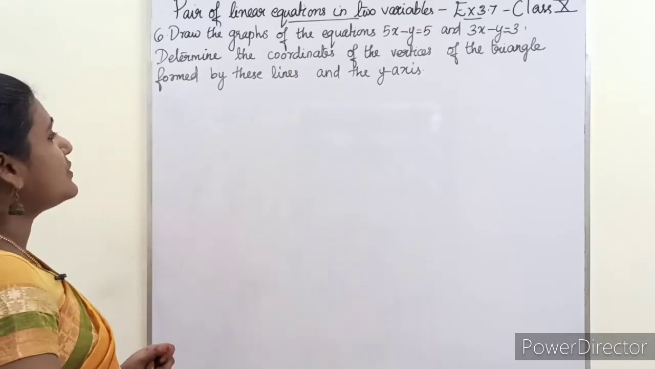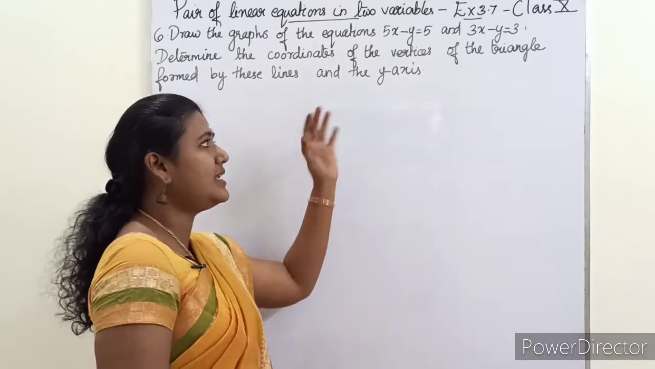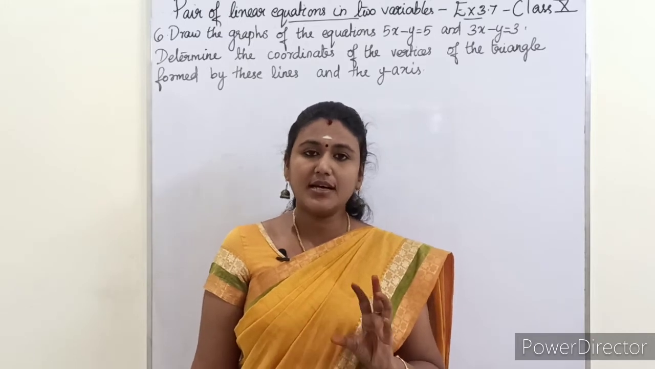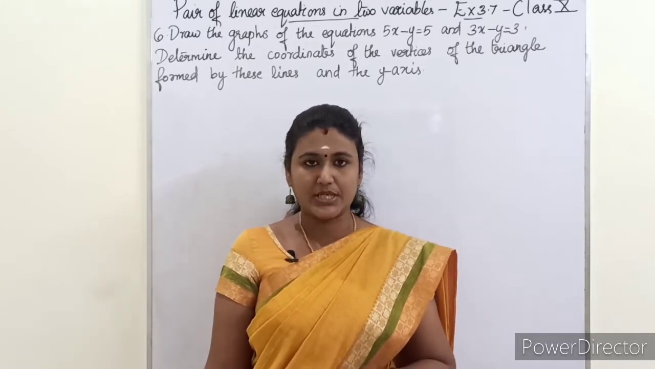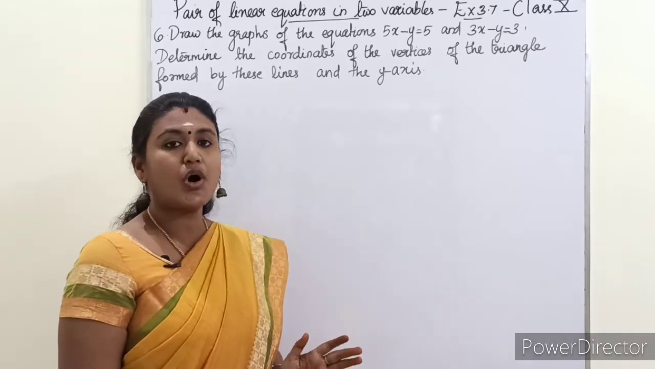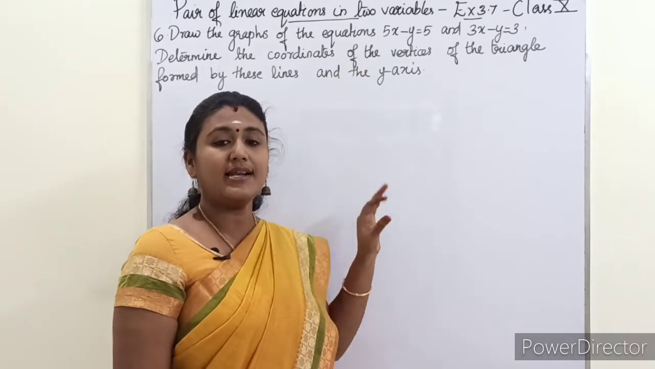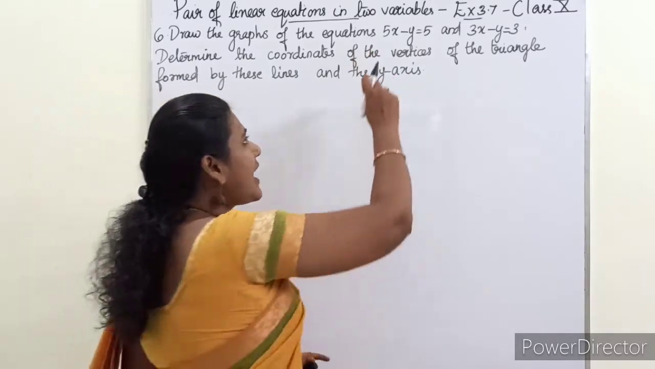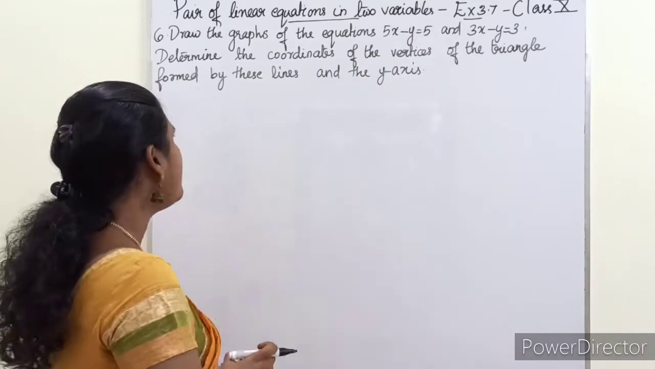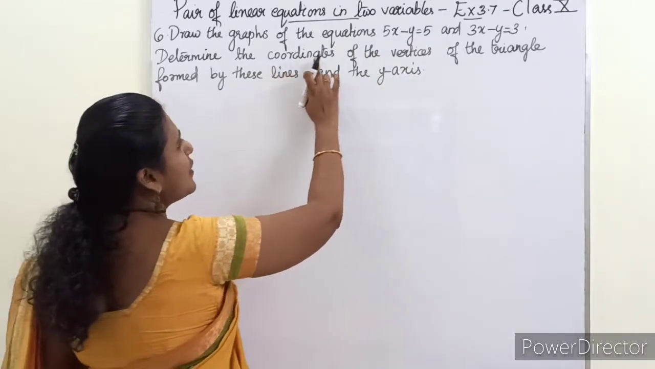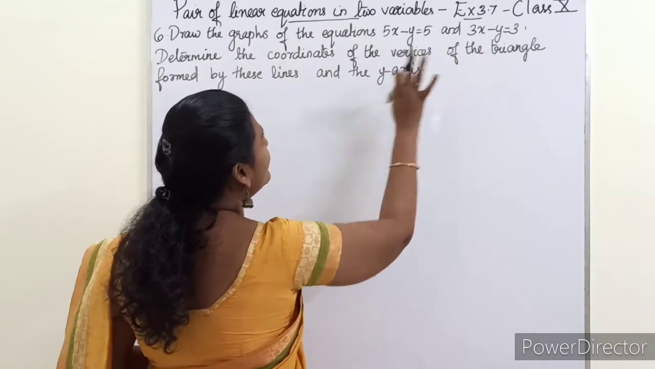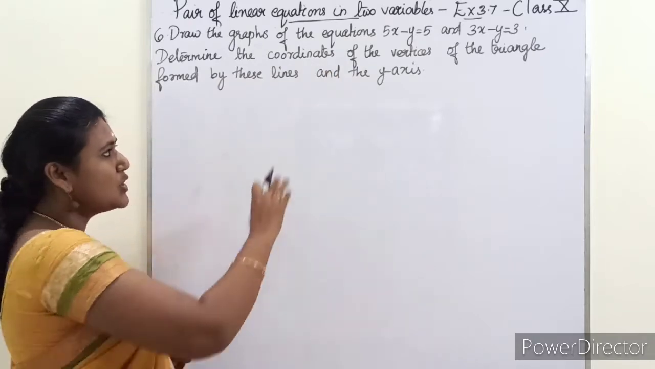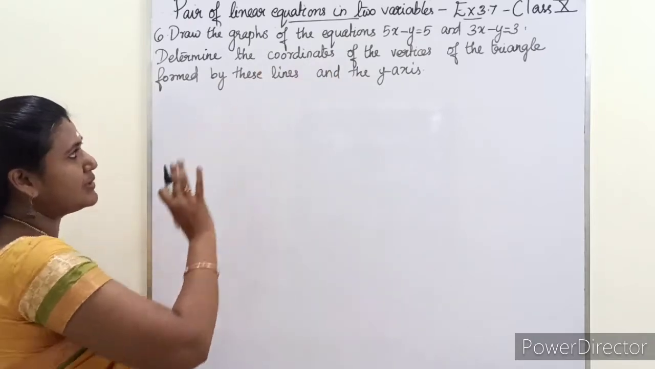So here the question is, draw the graph of the linear equation. So we have seen the first topic of this chapter is the graphical representation of a linear equation. So we have already seen how to draw the graph of a linear equation, and the graph of a linear equation will be a straight line. So now we are going to draw the graph of these two equations. And after drawing the equation, you have to find the coordinates of the vertices of the triangle formed by these lines and the y-axis. So we will see how we are going to find the coordinates.